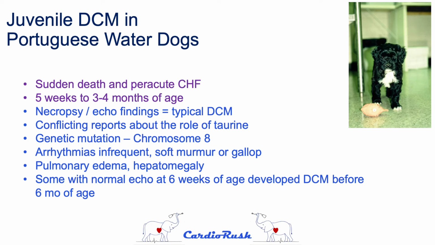Portuguese water dogs can get a juvenile onset form of cardiomyopathy with sudden death or peracute heart failure. This often comes on somewhere between 5 weeks of age to 3 or 4 months of age. There are some conflicting reports on the role of taurine. Some dogs who have a normal echo even at 6 weeks of age were noted to develop dilated cardiomyopathy by 6 months of age. So this clearly is something that develops as they are growing.